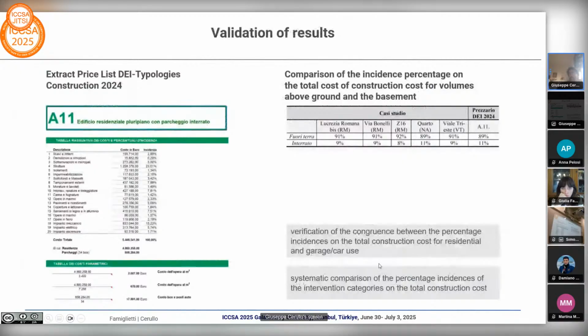Finally, to validate the output obtained, we carry out the comparison with the price list. By comparing the percentage incidence on the total construction costs of the above ground volume and the basement, we observe that for the above ground part, the value ranges between 89% and 92%. Similarly, for the garage component, the value ranges between 8% and 11%. Both show only a marginal variability of about plus or minus 3%, which indicates a high level of design homogeneity.